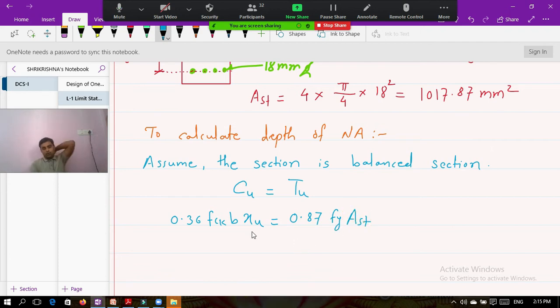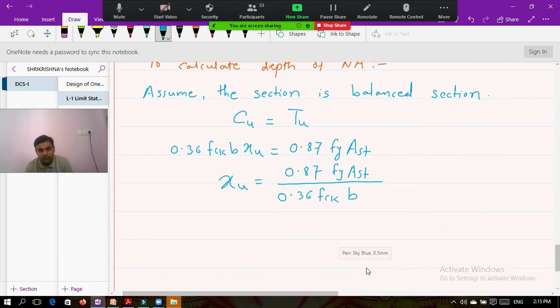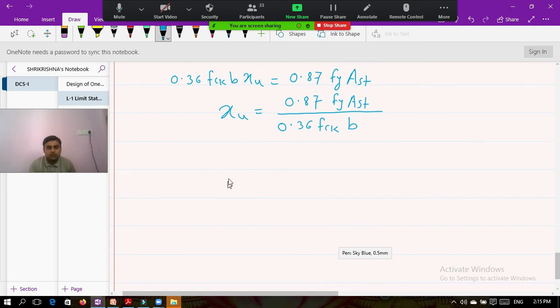Now we want the depth of neutral axis, that is, we want the value of Xu. So we will keep Xu on this side, and then we will send all the terms to the other side. So it will become 0.87 fy Ast divided by 0.36 fck b. Now we just need to put the values.